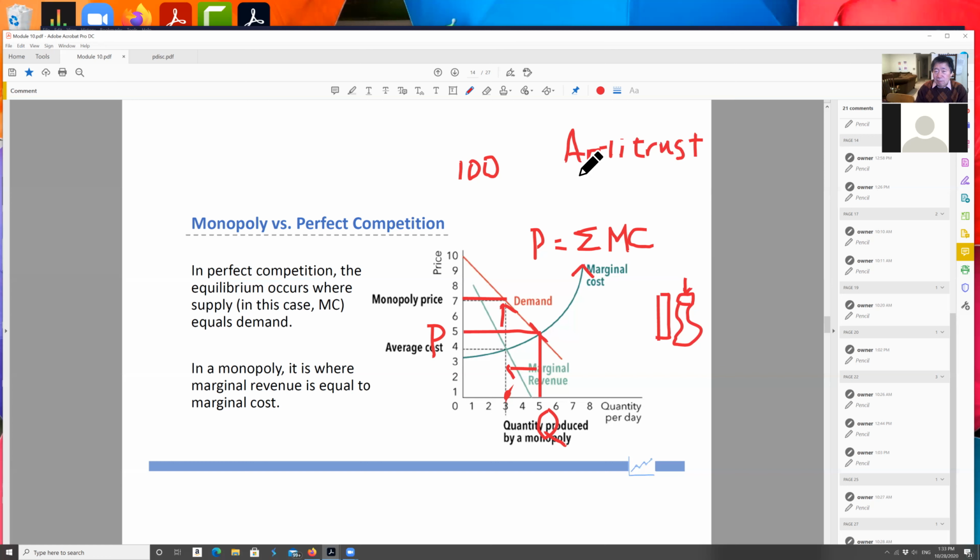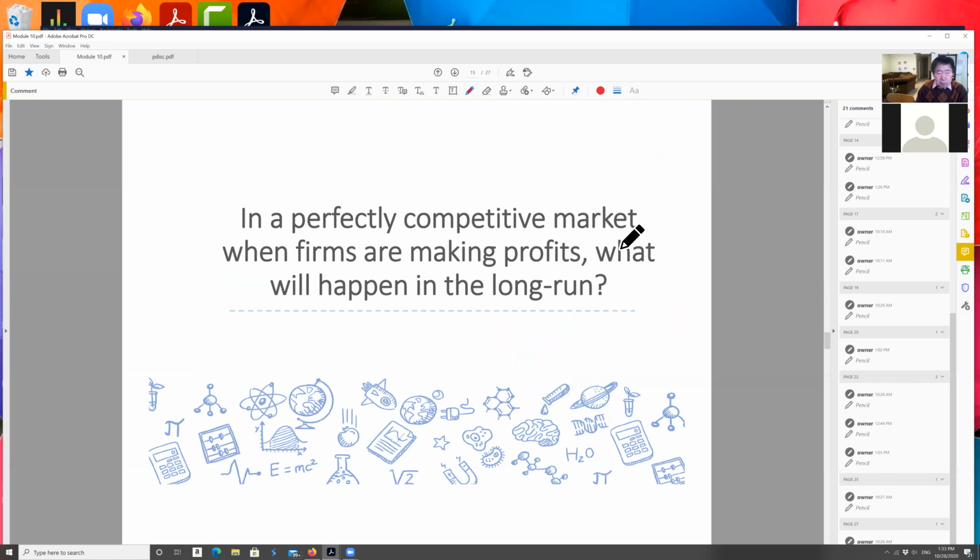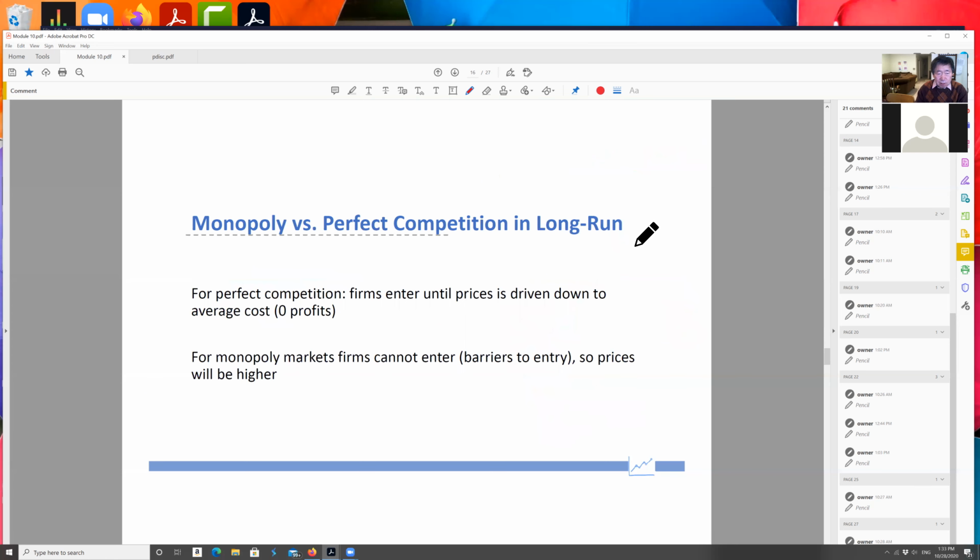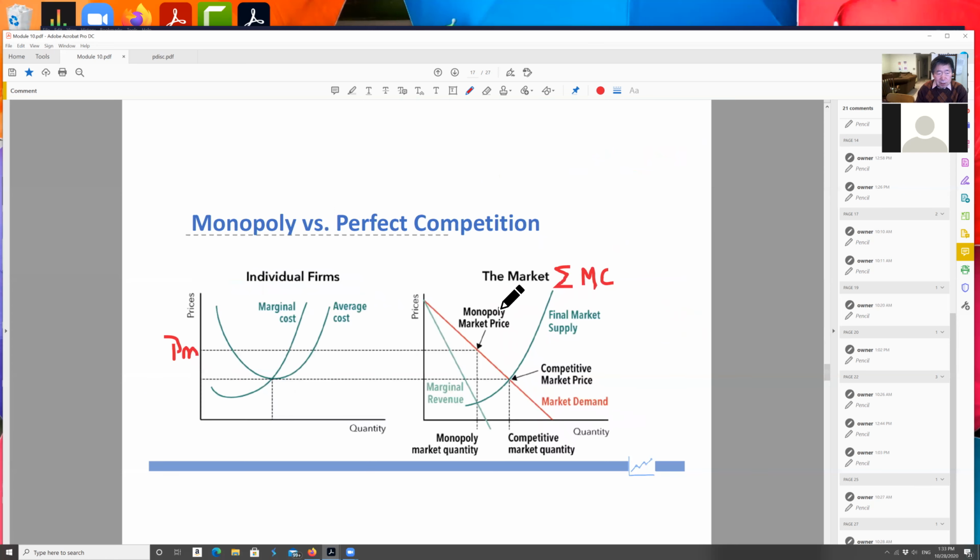But because of the antitrust law, many of these monopolies were broken up, including the Standard Oil, owned by the Rockefeller family, right? Okay, so I think I explained this.